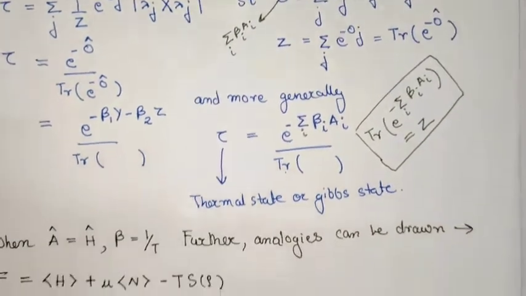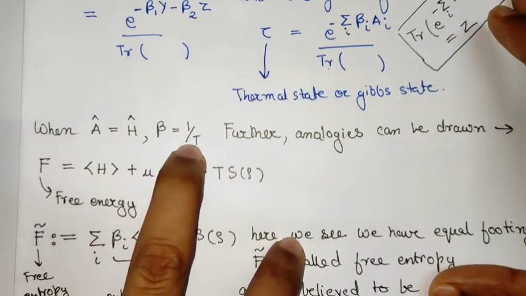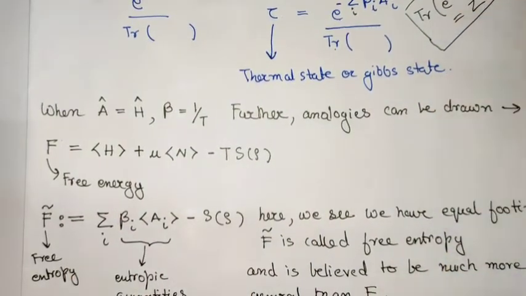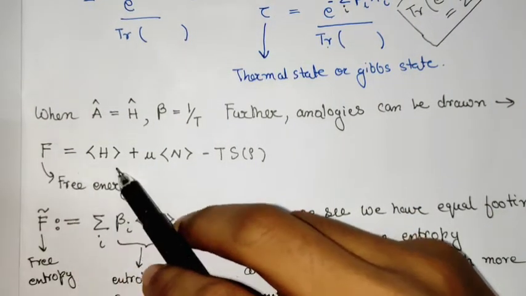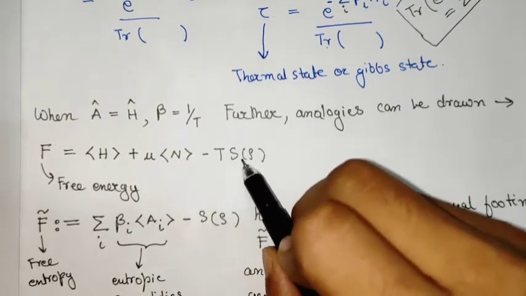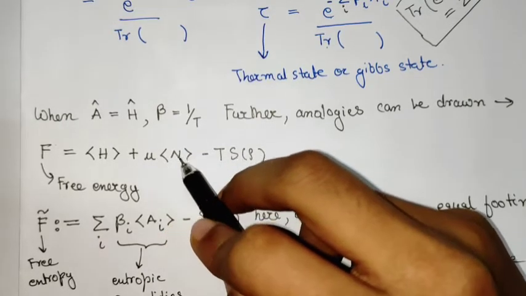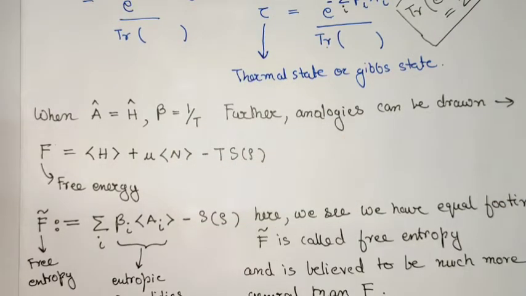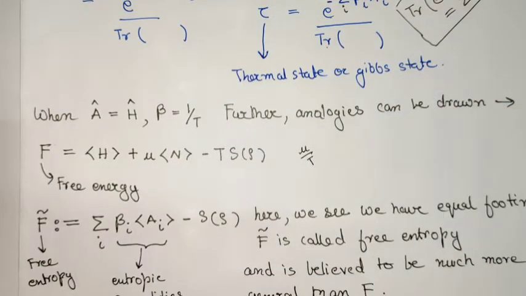With this understanding, we can say that if the conserved quantity is the Hamiltonian, the Lagrange multiplier is 1 over temperature. Further, you can go to the grand canonical ensemble, where we have the free energy written as the average of the Hamiltonian, the average of the number operator, and the entropy. Here you can see the Lagrange multiplier beta for the number of particles, which is conserved, will be mu over T, which is essentially the chemical potential divided by temperature.